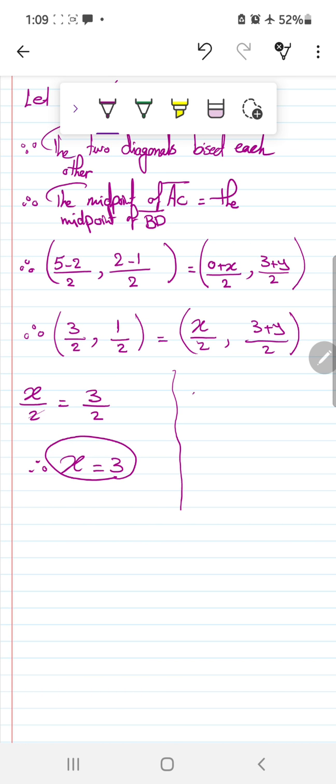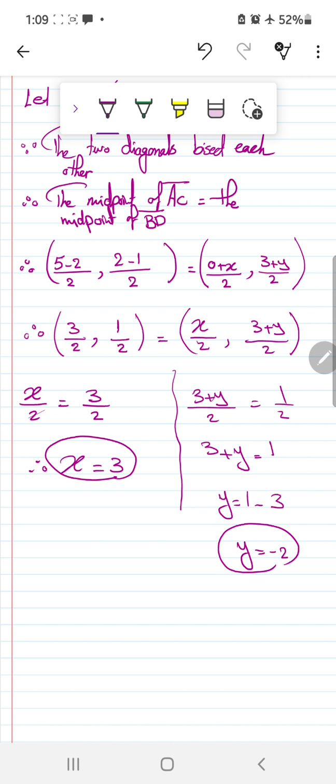And similar here, 3 plus y over 2 equals half. So we get 3 plus y equals 1. Remove 3 to the other side, 1 minus 3, so y equals negative 2. So the coordinate of D equals what? 3 and negative 2.